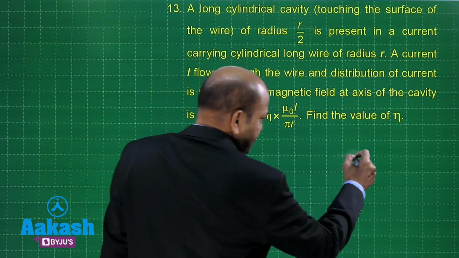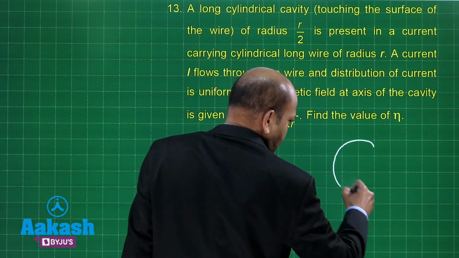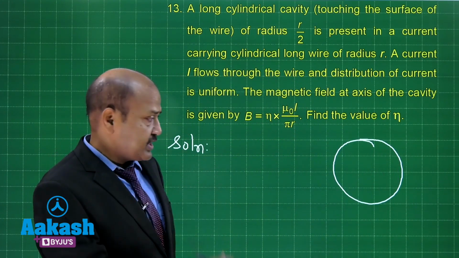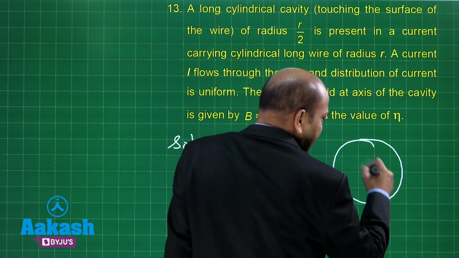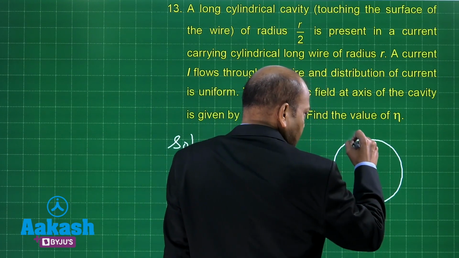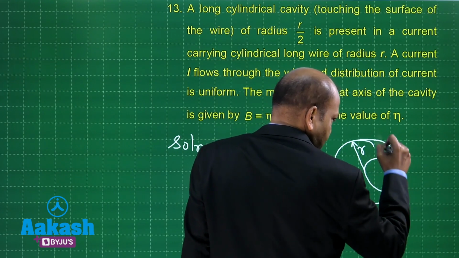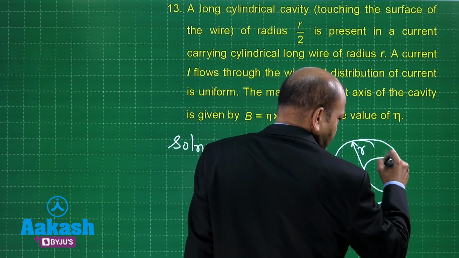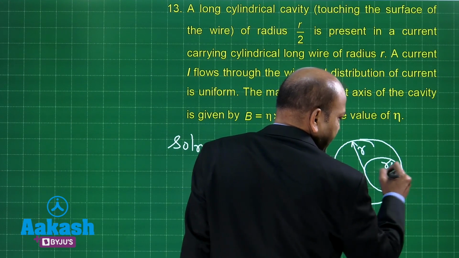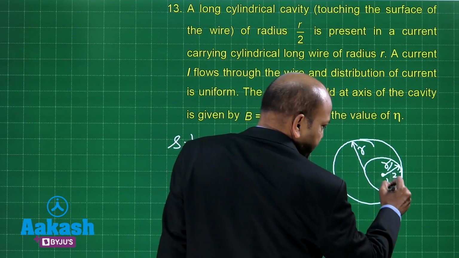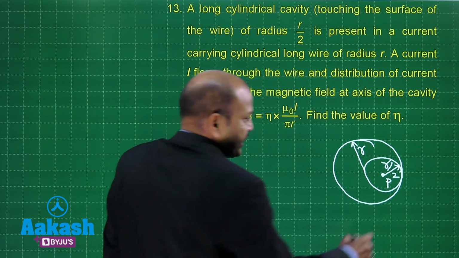Say this is the cross section of the wire and there is a cavity also in this. The radius of the wire itself is r, but there is a cavity of radius r by 2 like this. Okay? And we are supposed to find the magnetic field on the axis of the cavity, that means at point P. So, there is current here.